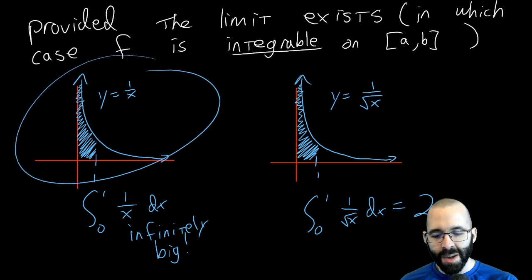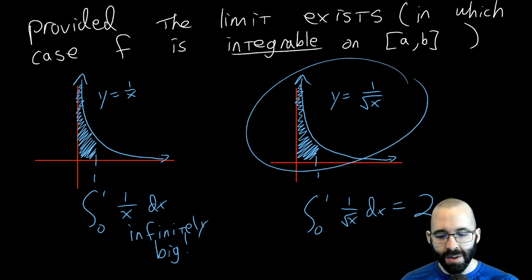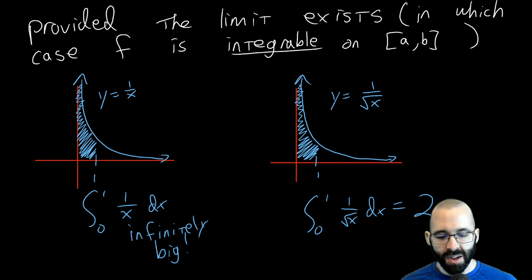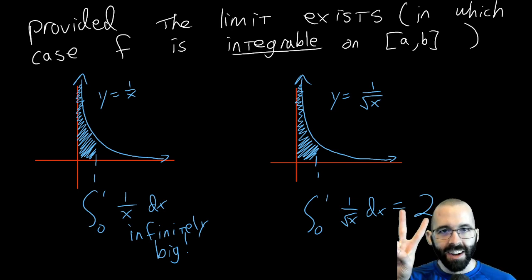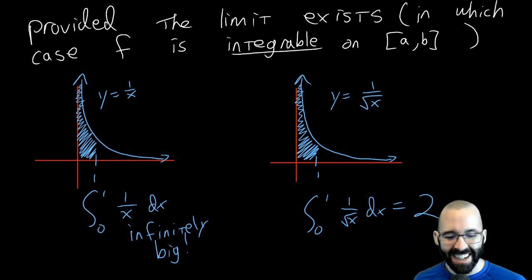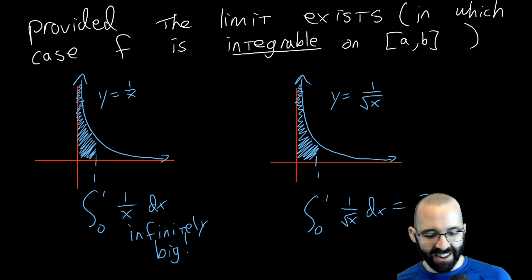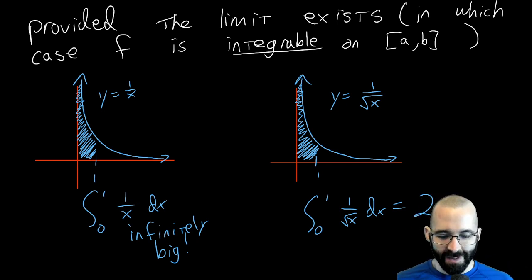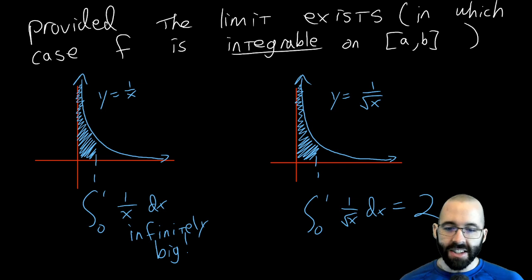This area, infinitely big. This area, slightly different shape, but still has an asymptote, still goes off to infinity. Area is 2. So it's kind of funny. There's some weird things like that in math. Okay, let's do some problems.